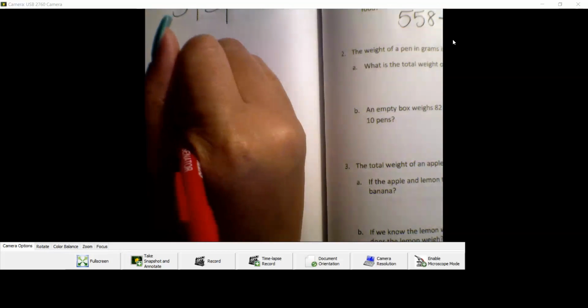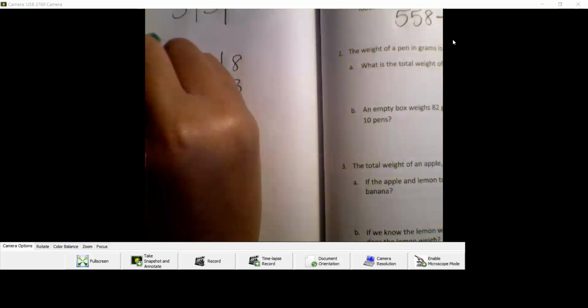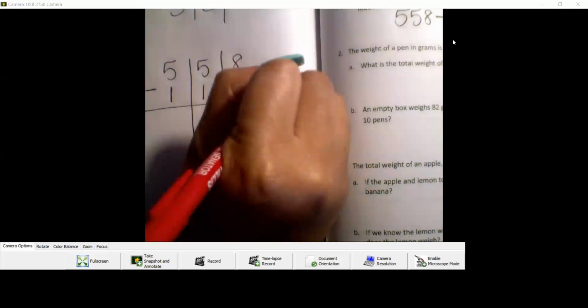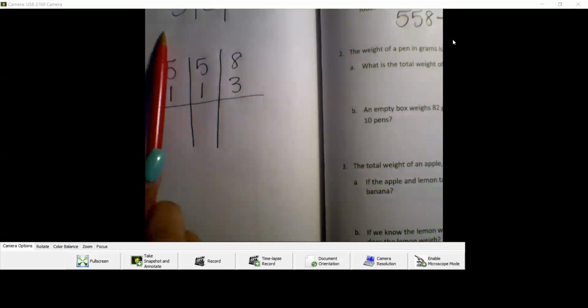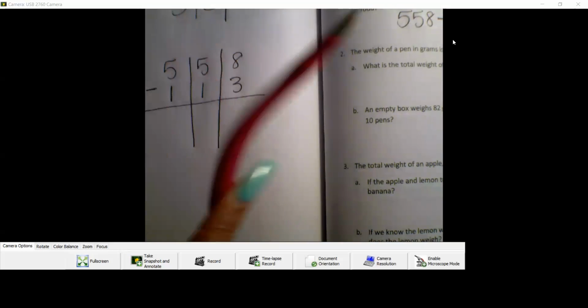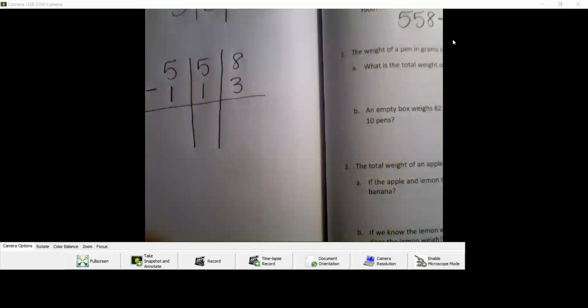The next number is 113, and we're subtracting again. So please make sure that your numbers are lined up. Remember, you start on the right side first. You start in your ones place first. So what is 8 minus 3?